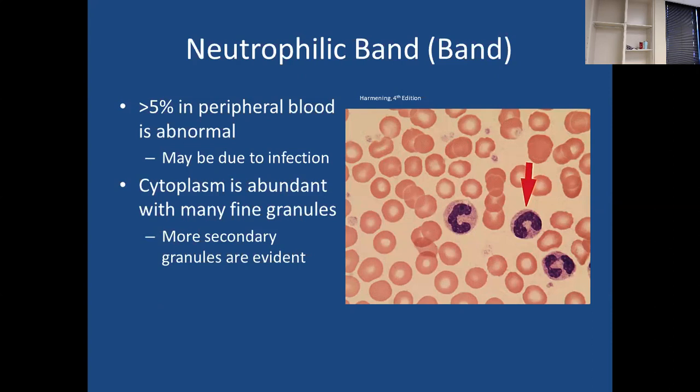Sometimes you won't see any bands when you do a 100 cell differential. That's okay. Sometimes you might see banded neutrophils. You might even see an increase in them, again, in the event of an infection where those cells are being pumped out from the bone marrow at a more rapid pace. And then we definitely see these little dots right here. Those are your secondary granules carried over through the maturation sequence.